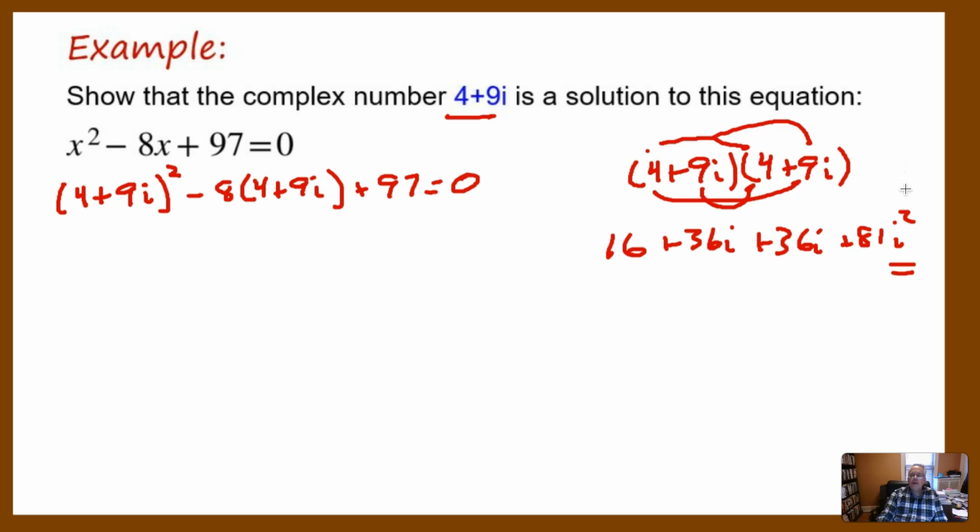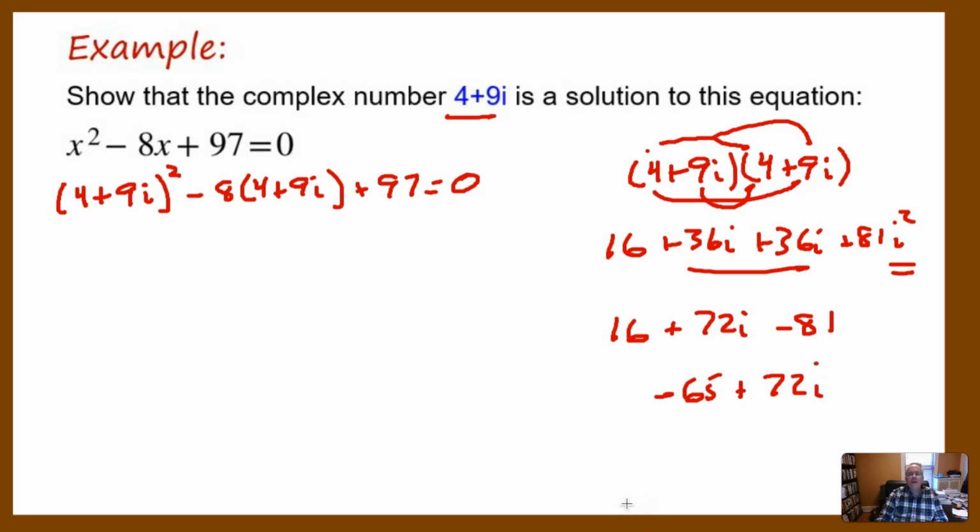Remember that i squared is equal to -1. So we're going to put -1 in there. So we get 16. These two together make 72i. 81 times -1 is -81. And then altogether, 16 minus 81 is -65 plus 72i.